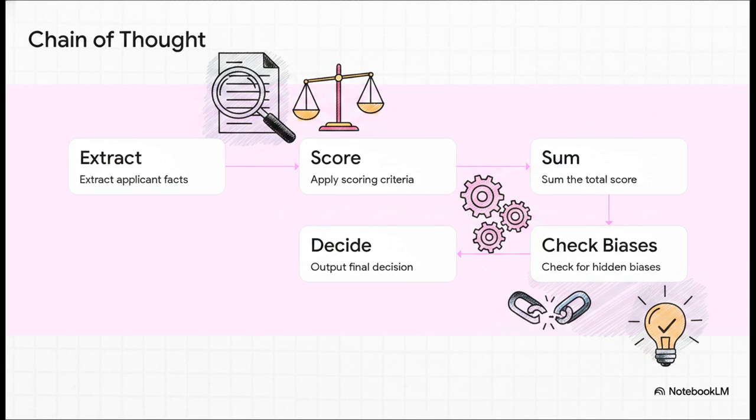We command it to first extract the facts, then apply the scoring criteria, sum the total, deliberately check for missing requirements, like say an employment gap, and only then output a final decision. By forcing the model to generate those intermediate steps, you drastically reduce errors and ensure a highly reliable outcome.